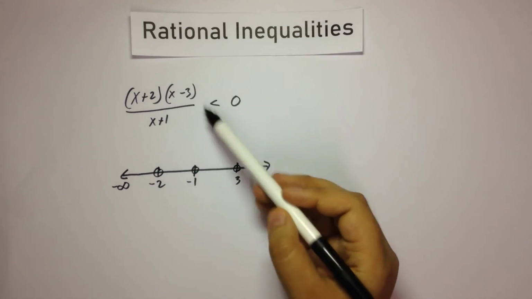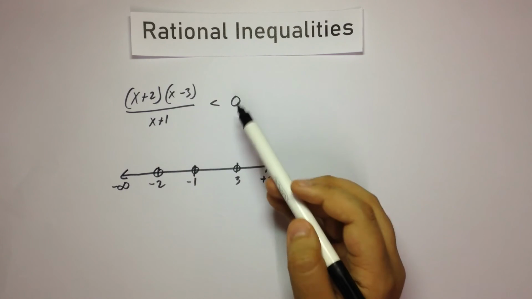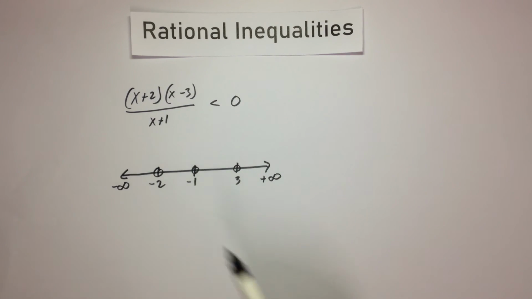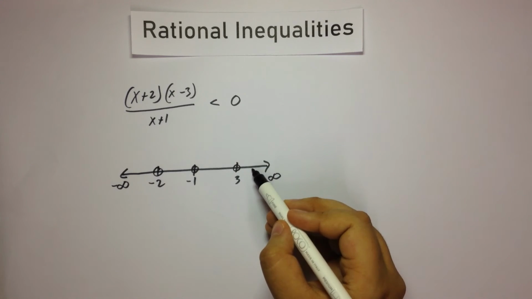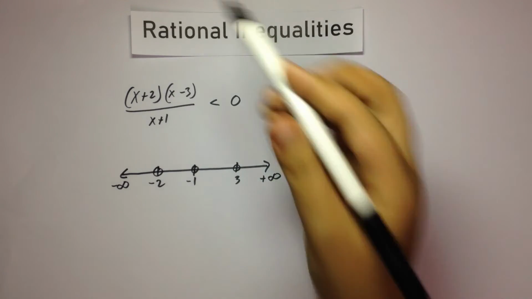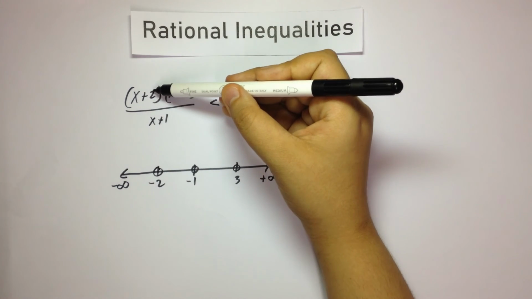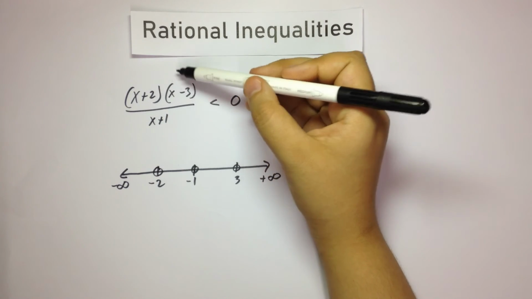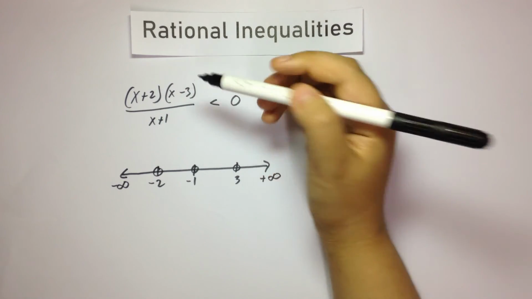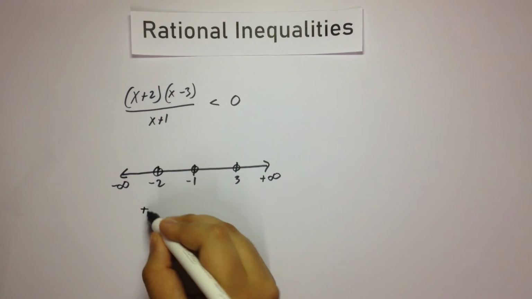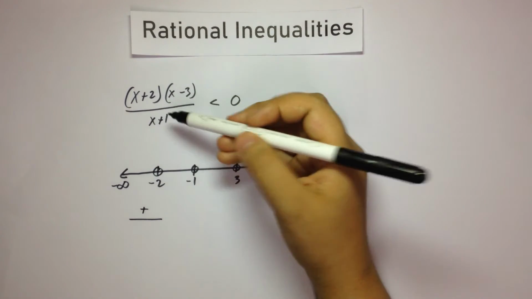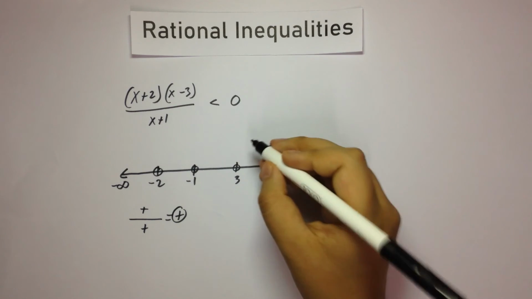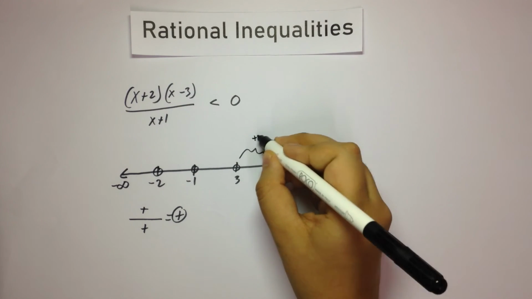So since it's less than 0, we're looking for negative regions. We have 1, 2, 3, and 4 regions over here. So let's start from here. Let's try 4. So 4 plus 2 would be 6, and 4 minus 3 would be 1. So 6 multiplied by 1 would be 6. So it's a positive. Over 4 plus 1, which is a positive. Positive divided by positive is a positive. So this region would be positive.